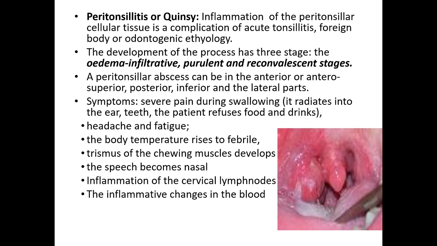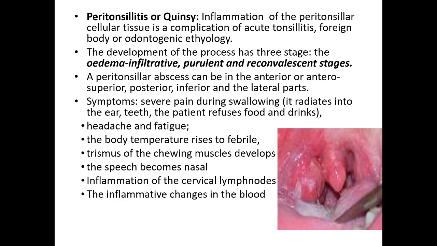Peritonsillitis or quinsy. Inflammation of the peritonsillar cellular tissue is a complication of acute tonsillitis, foreign body, or of odontogenic etiology. The development of the process has 4 stages: the edematous, infiltrative, purulent, and reconvalescent stage. A peritonsillar abscess can be in the anterior or anterior superior, posterior, inferior, and the lateral parts.